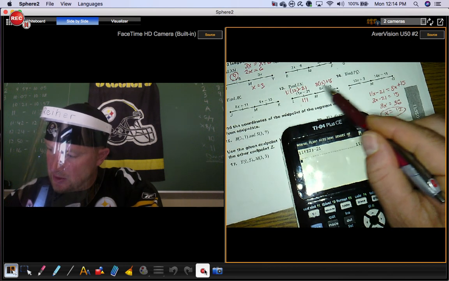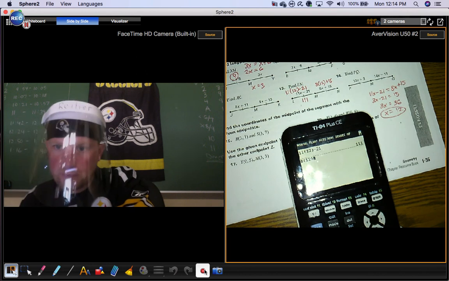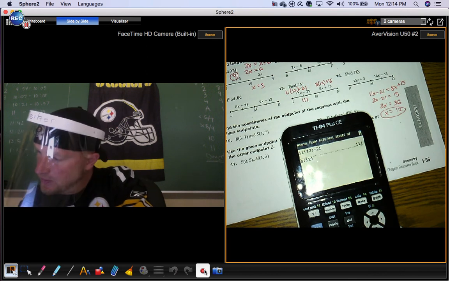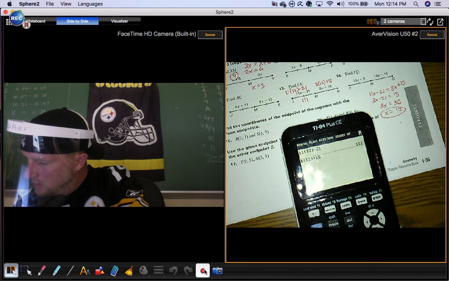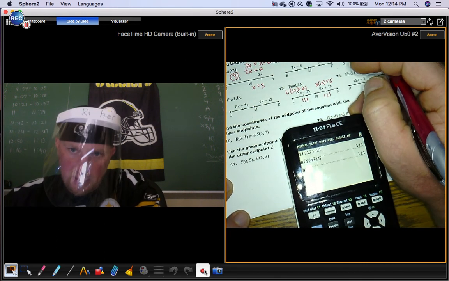Let's find this length. 8 times 12 plus 15 gives you the same number, and it better. If it didn't, again, you would be wrong.